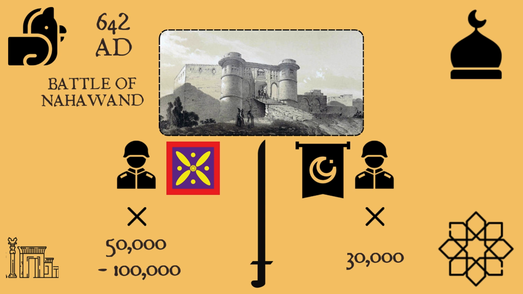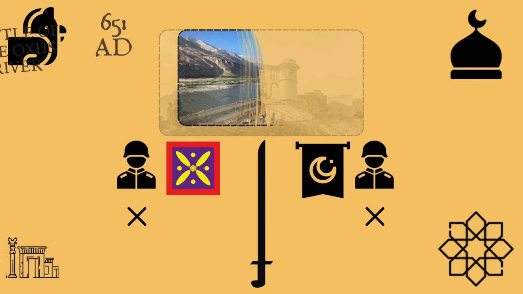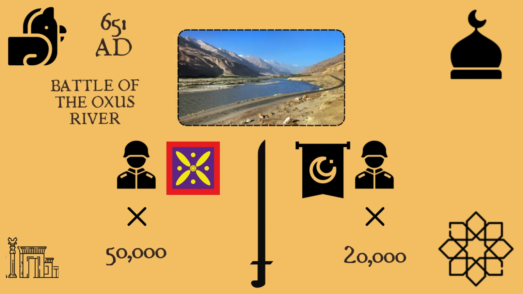The Persians were defeated, and this battle marked a turning point, leading to their rapid decline and facilitating the expansion of Islamic rule eastward into Afghanistan. King Yazdegerd of the Sasanian Empire escaped, and the dissolution of the Sasanian Persian imperial army began as the Caliphate gained control. Another significant battle was the Battle of Oxus River in 651.